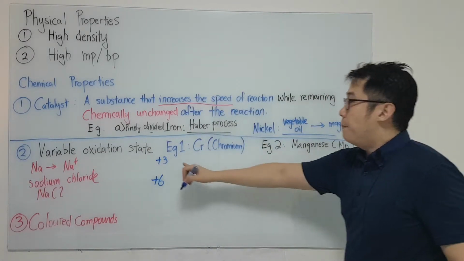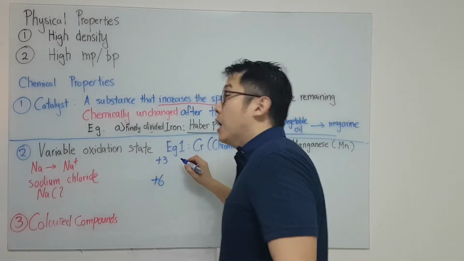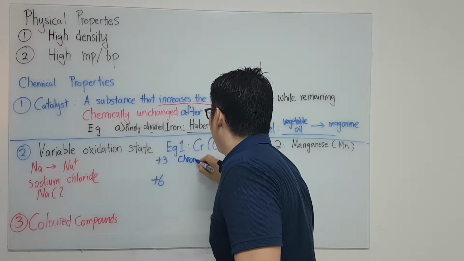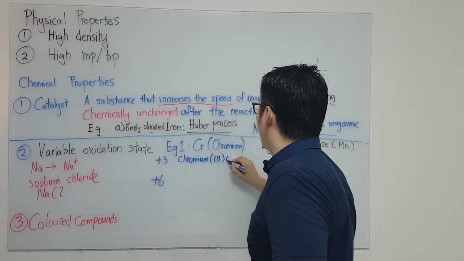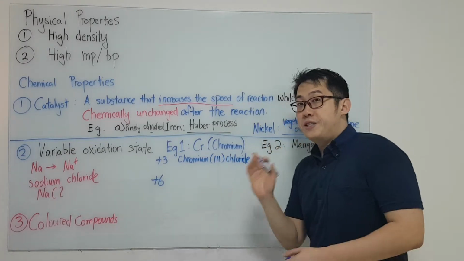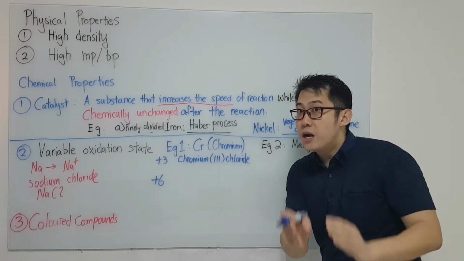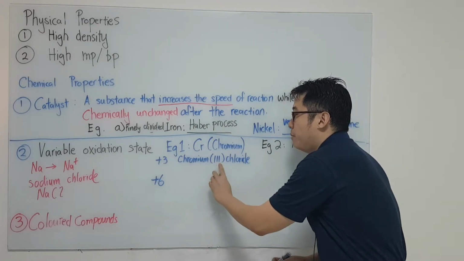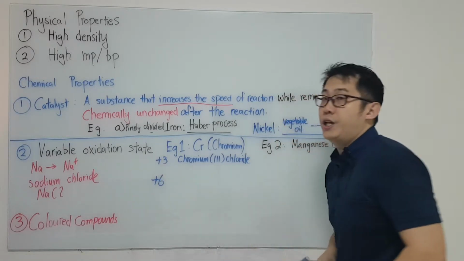Now, what happens in this case is when chromium has an oxidation state of +3, it can form a compound called chromium chloride. Chromium (III) chloride. Now, what you must take note of in this case is that because it has a variable oxidation state, as long as it is a transition element, when you write it in English, it is chromium, there's a bracket 3, and this number here reflects the oxidation state of your chromium.